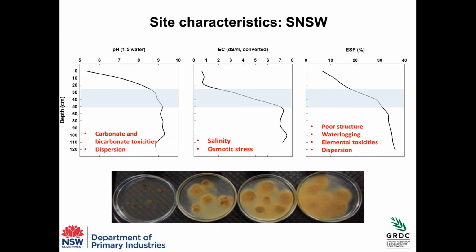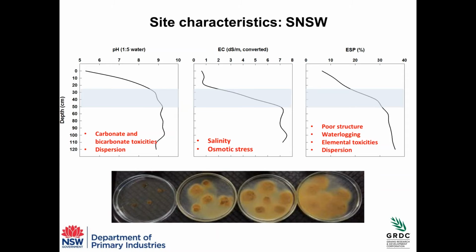And then we talk about ESP. ESP is our indication of how much exchangeable sodium is in the clay. If we have more than 6% exchangeable sodium, the soil becomes sodic. If that increases beyond 10%, it's really, really sodic, and dispersion and waterlogging often happen. So it's a very similar trend to the pH. We often have a non-sodic topsoil, and that sodicity increases with depth.